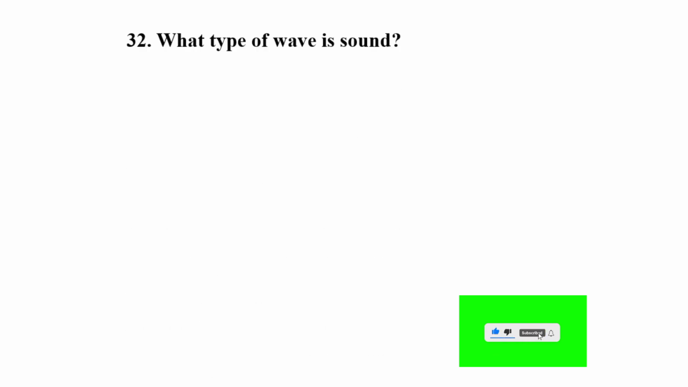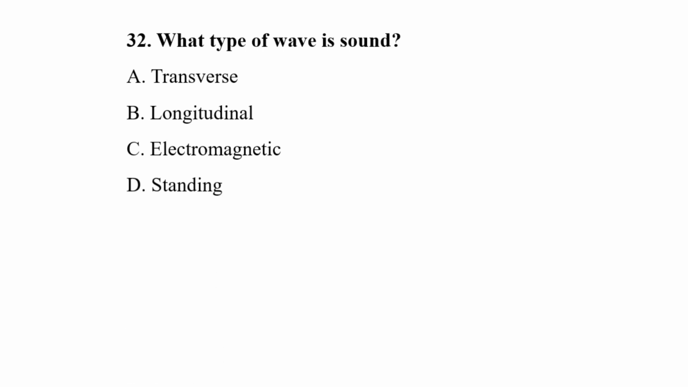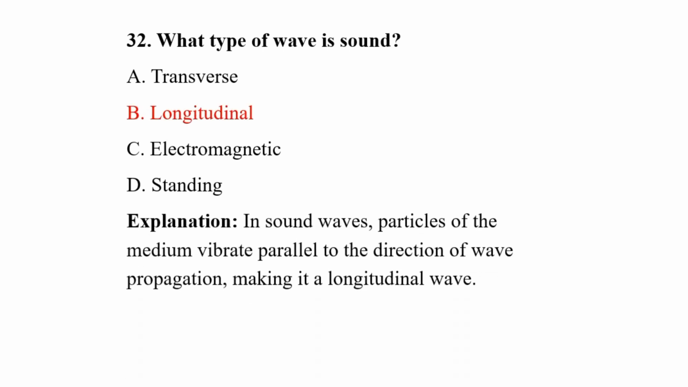Question number 32. What type of wave is sound? A. Transverse. B. Longitudinal. C. Electromagnetic. D. Standing. The answer is longitudinal. In sound waves, particles of the medium vibrate parallel to the direction of wave propagation, making it a longitudinal wave.